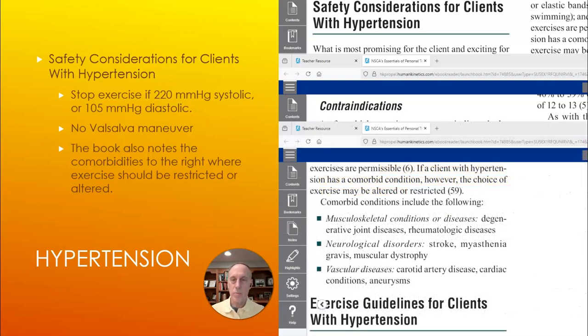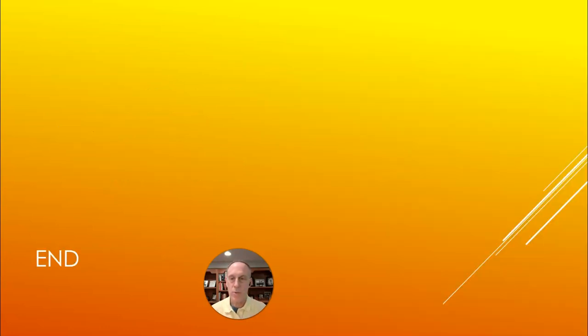And then they talk about these main conditions over here to the right. So these comorbidity conditions include musculoskeletal conditions or diseases, degenerative joint diseases, rheumatoid arthritis or rheumatologic diseases, neurological disorders, stroke. You have vascular diseases like carotid artery disease, cardiac conditions, or aneurysms. If a person has hypertension and they have any of these, you need to tread with some caution and make sure that they have clearance from a doctor to be able to do their workout.